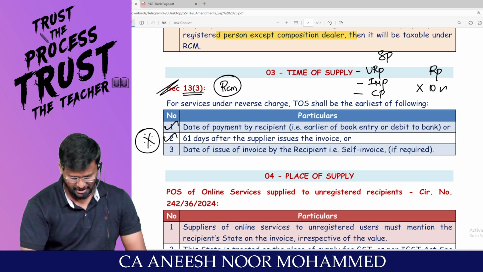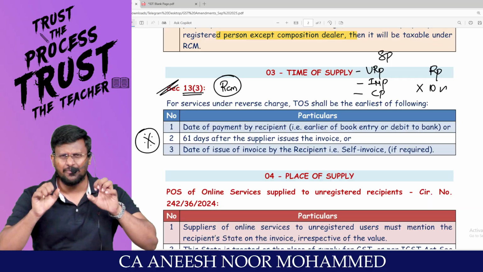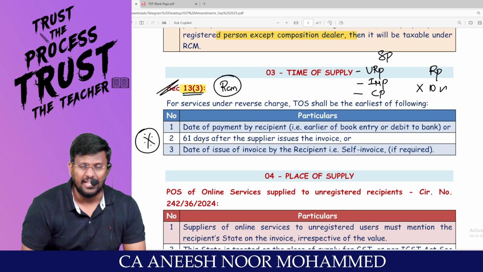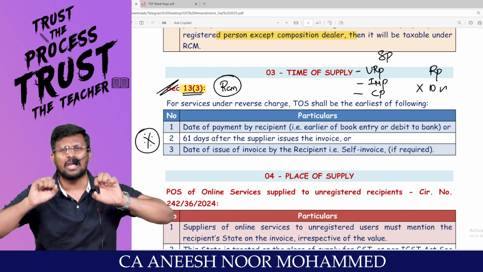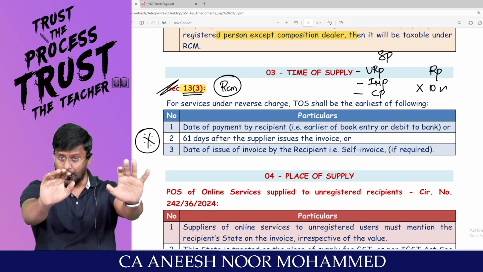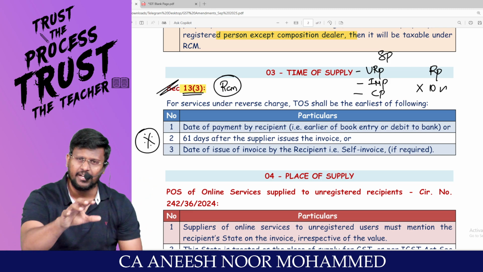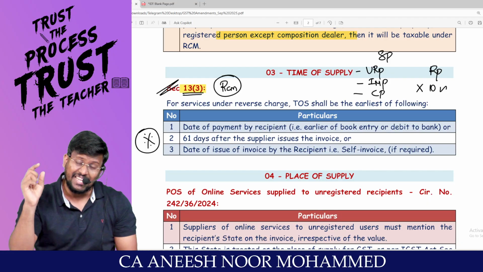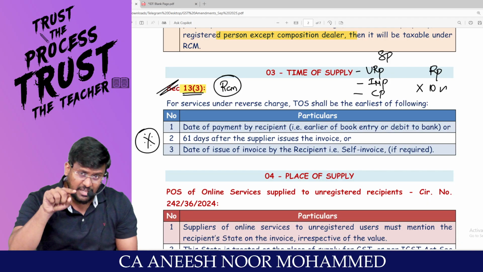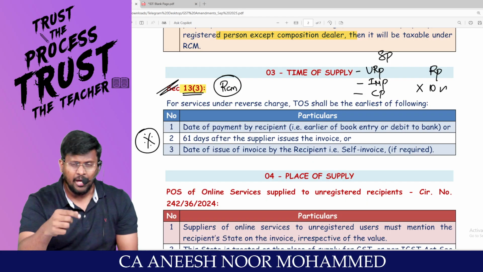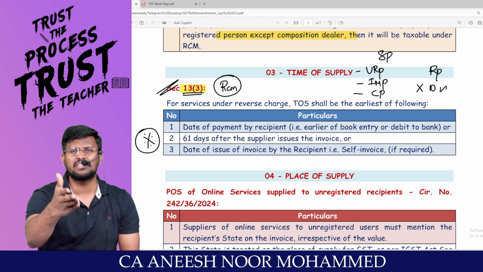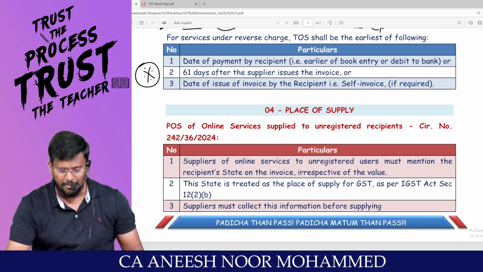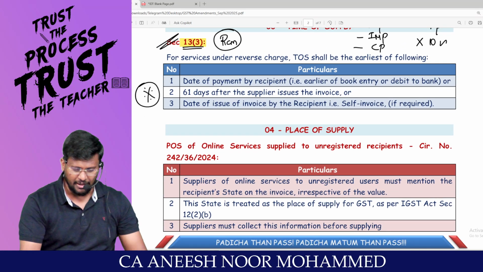So what is the one-line summary? Earlier with regard to RCM for services, under Section 13(3) we used to say that the date of receipt of services, then date of payment or 61st day from the supplier's invoice, whichever is earlier. Now, it is the date of payment or 61st day from the supplier's invoice if the supplier is a registered person, or date of issue of self-invoice if the supplier is an unregistered person. Like that, we have to read it conjointly. That's it with regard to the time of supply amendment.